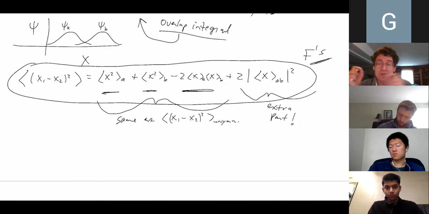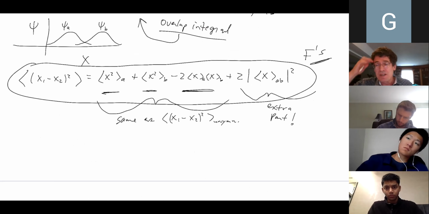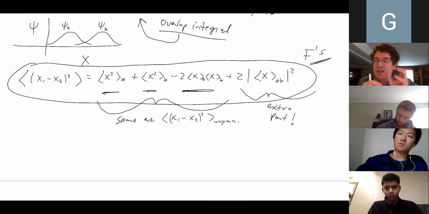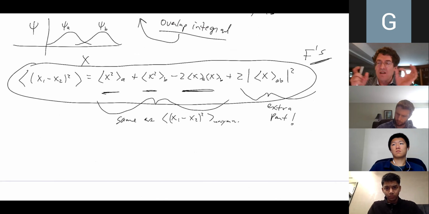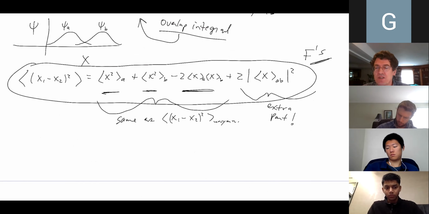There's no forces between them. They don't feel each other. But in one case, the particles are unsymmetrized. They're distinguishable, but in the other case, they're fermions. Is the distance between the two particles the same, or is it different? Now that's the question. It should be different, shouldn't it?